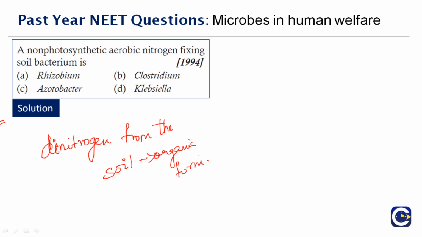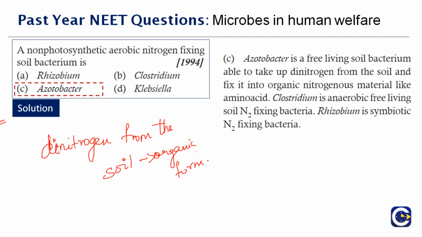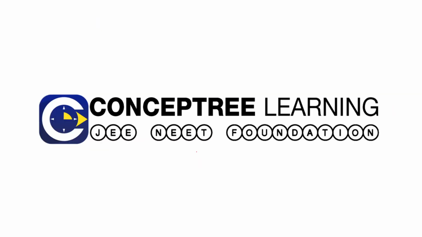You have other organisms like Clostridium, or Rhizobium, which is a symbiotic bacterium. Clostridium is once again a non-symbiotic free-living organism that fixes nitrogen. Klebsiella does not have much known function regarding plants, but there are pathogenic strains of Klebsiella which cause infections or diseases in humans. Therefore, the correct answer to this question is option C. With this, we complete the last part of this chapter, Microbes in Human Welfare. Hope to meet you in the next chapter. Thank you.